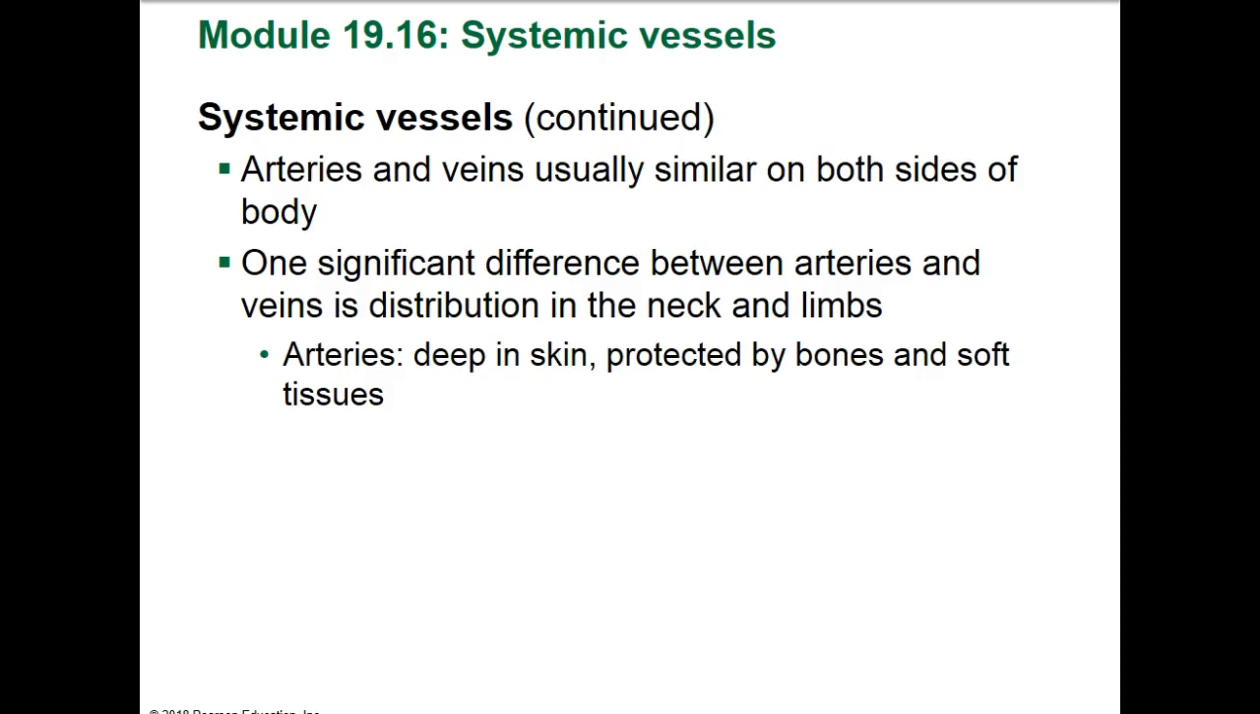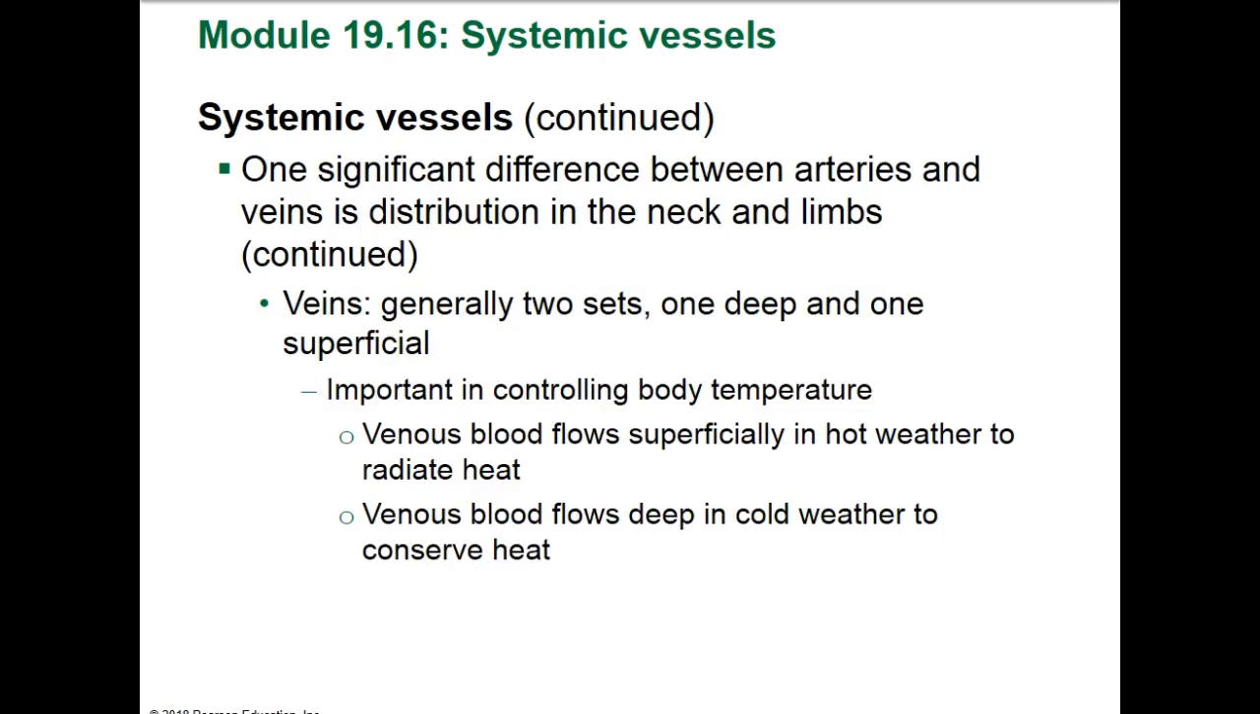Also, arteries tend to be deep in the skin. They're protected by bones and soft tissues usually, which is one of the reasons why you usually don't see them very easily. Also, a significant difference between arteries and veins is the distribution in the neck and the limbs. The veins are generally 2 sets, 1 deep, 1 superficial. It's important in controlling your body temperature. So if it's hot weather and you get really hot, your venous blood flow will be more superficial. In cold weather, the venous blood flow is deeper, and that conserves heat.